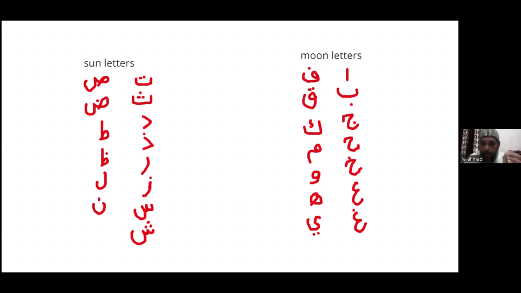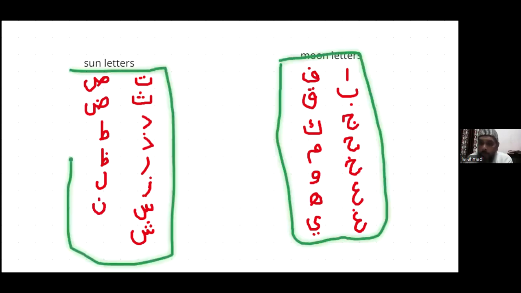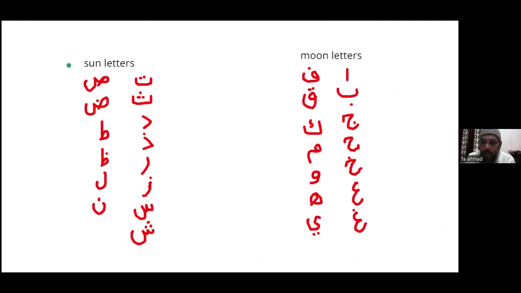So now remember, here 14 letters are moon, and here 14 letters are sun. Now what is the rule? If you prefix al, the article the, and the word starts with a moon letter, you will read the lam.